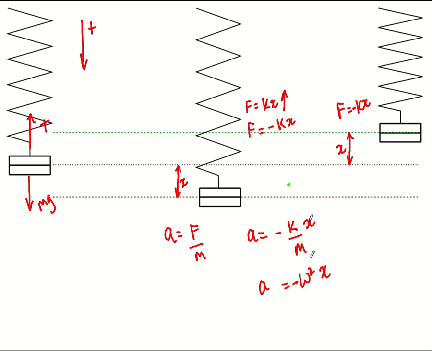Now, if we look at this, omega squared can be compared to k over m. So in the case of a mass on a spring, our constant is k over m, where k is the spring constant, and m is the mass of the thing on the end.